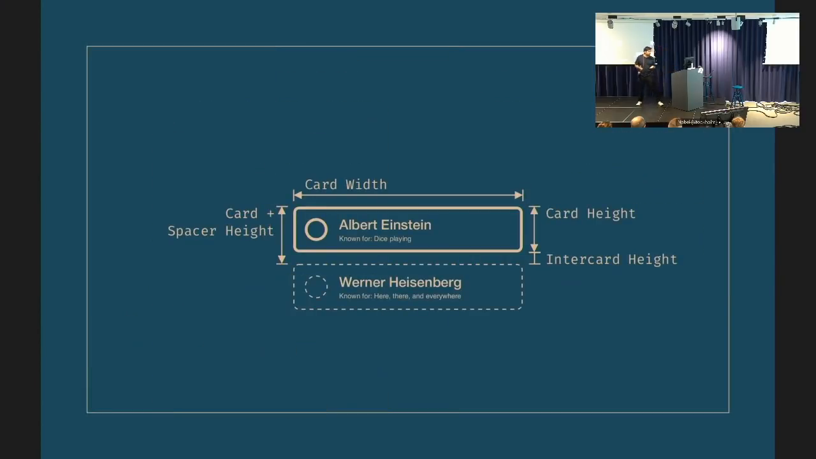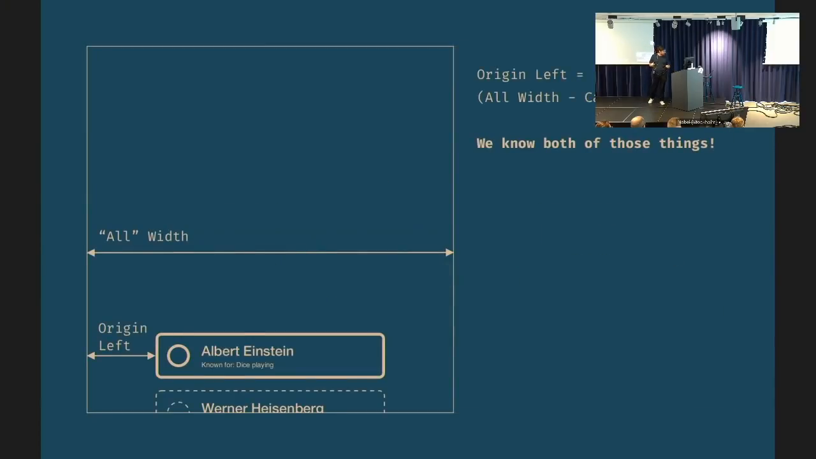So the first thing that we need to know is the card size. And we do, because this comes from the design. It is set in stone that these are the sizes of the card. And we know the width of the card, we know the height of the card, and we also know the size of the padding between each of the cards. This is very useful because when we want to measure the displacements from the left, we just need to take the size of the all container, take the difference, subtract from it the width of the card, and then divide that by 2. And we know all of these things, so we can do it.